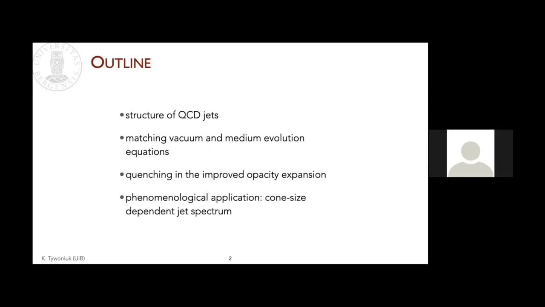Then we'll talk about the merging of the vacuum and medium evolution. So we need to take into account both things, and I will discuss concretely what that means. And then finally I will talk about quenching, how we deal with quenching in an improved and precise way, which is something called improved opacity expansion.